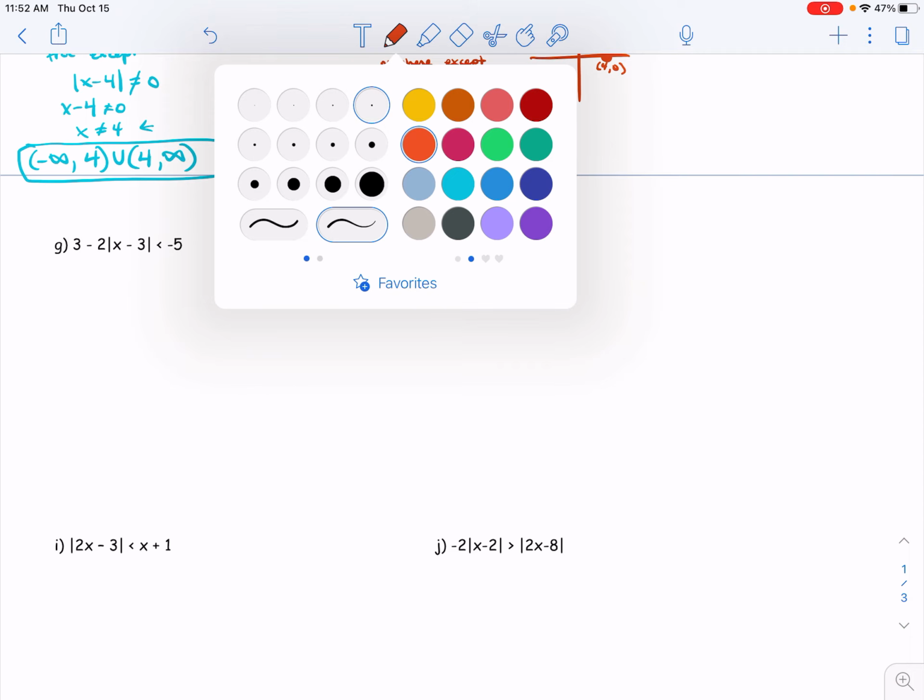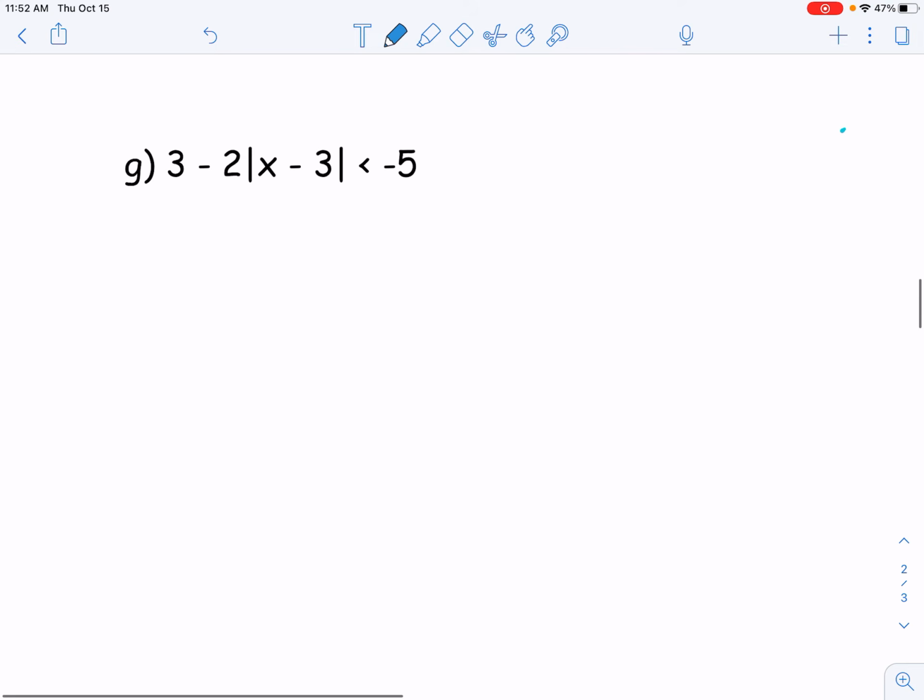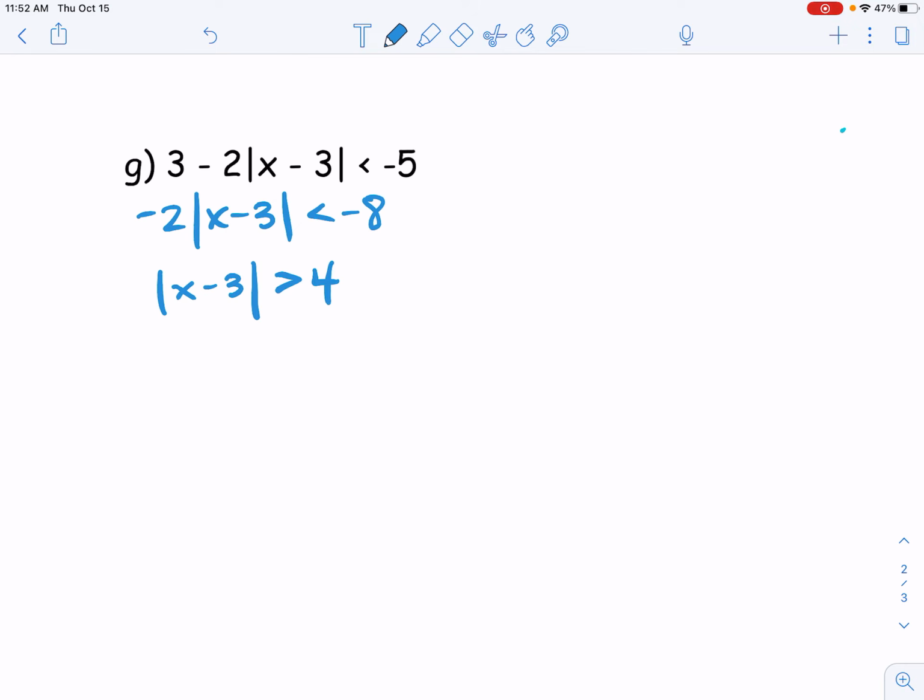So here we go. First step, like I said, isolate the absolute value. So be careful here. My first step is not dividing by -2. My first step is not taking 3 and minusing 2. I have to subtract that 3 first. So I get -2 absolute value of x minus 3 is less than, if I subtracted that 3, I would have gotten a -8 here. Dividing by -2 is going to change my sign, give me that +4.